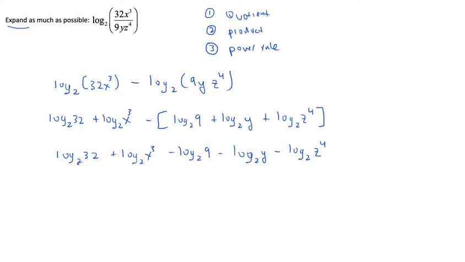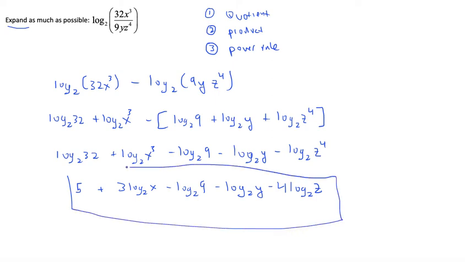Now, okay, actually, this one we can actually do, right? Log base 2 of 32, right? What does that equal? Right, that just equals 5, right? Because 2 to the 5th power is 32, so we'll rewrite that as 5 plus 3 log base 2 of x. This one, we can't do anything with that, right? Log base 2 of 9 minus log base 2 of y. And then this one, this 4 can come up front, and we'll write that as log base 2 of z. And this here, right, this is going to be our final answer.